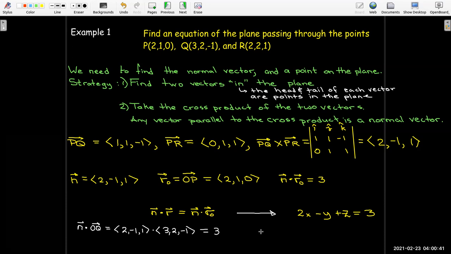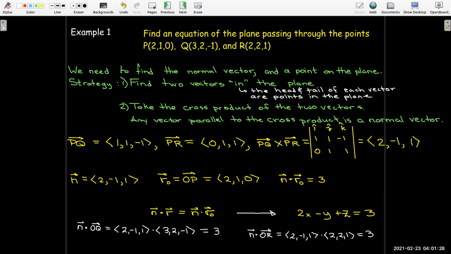Okay. And then if I take N and dot it with OR, it looks like I should get the same value, 3. So 2, negative 1, 1 dotted with OR, 2, 2, 1. That gives me 4 minus 2 plus 1 equals 3. All right, so good. So the only thing that would change my equation is not the fixed point, but what I had chosen as my normal vector.